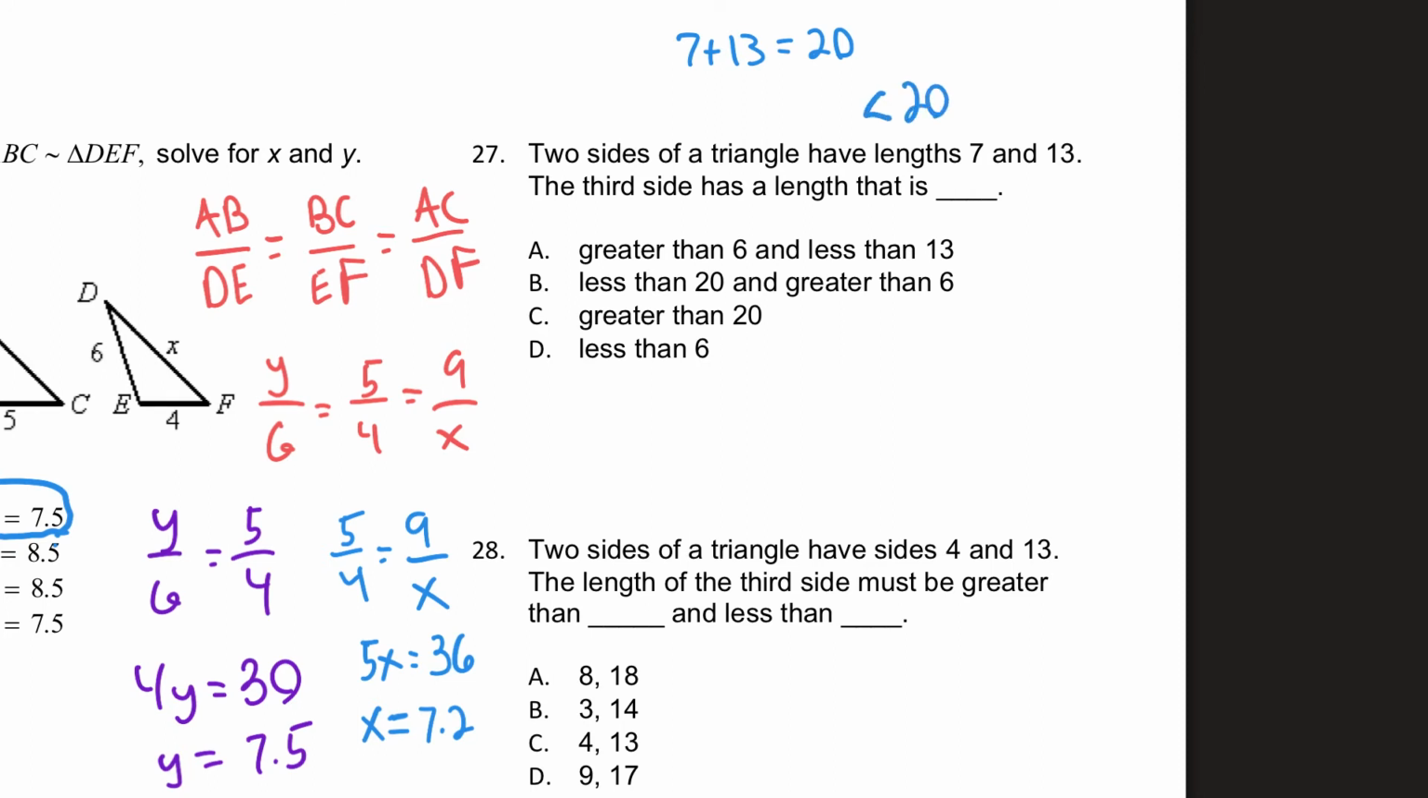And now I'll pretend that 7 is the smallest side, 13 is the middle length side. No, let's pretend that 7 is the middle length side, 13 is the longest side. So 13 minus 7 equals 6. So I know that if that's the case, my smaller side has to be greater than 6. So X has to be greater than 6 and less than 20. Less than 20 and greater than 6, that's B.